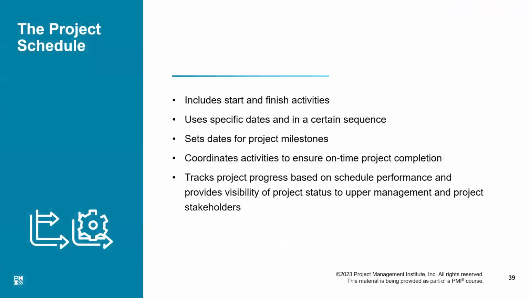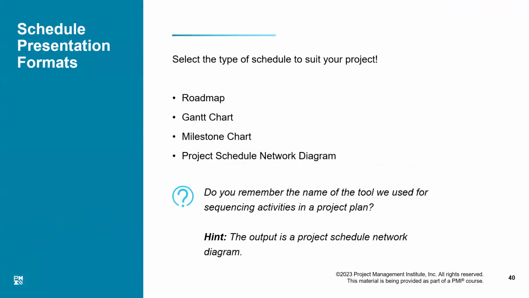Okay, the output from this particular process is the project schedule, right? So you know the schedule. It will have start date, end date, there will be a sequence, there will be duration, there will be milestones, and the schedule is used to track the performance or progress when you are executing this project. You can present the schedule in 4 formats.